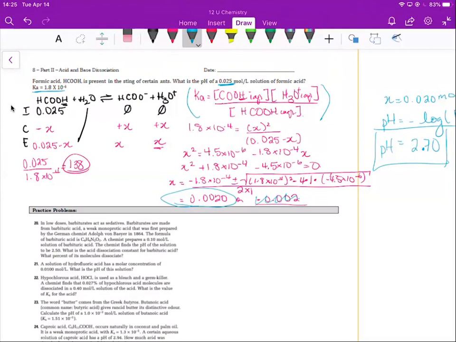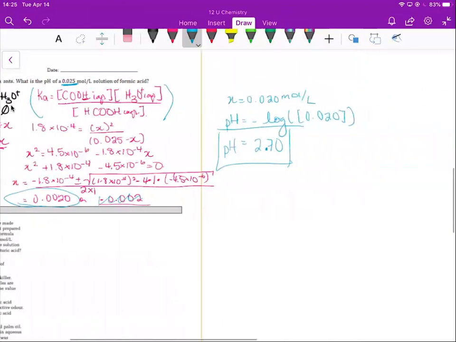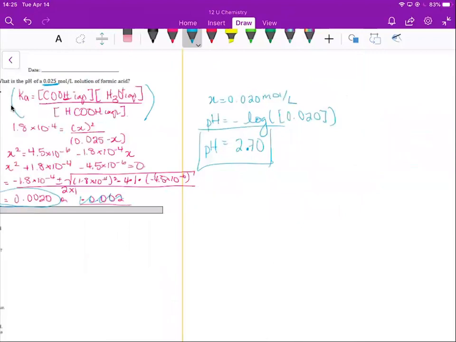And that X value represents the concentration of hydronium in my final solution. And I could find the final concentration of the formic acid molecule before it's dissociated. I just have to do 0.025 minus the X value. But what it's asking for is just the pH. And so I'm taking that X value, plugging into minus log of the concentration, and I get a pH of 2.7.